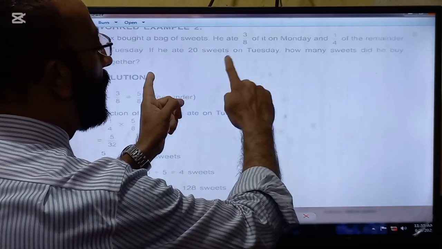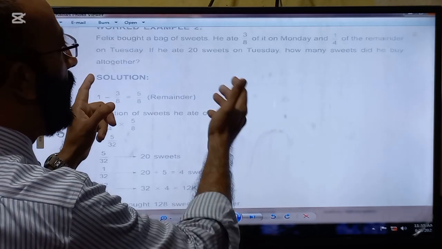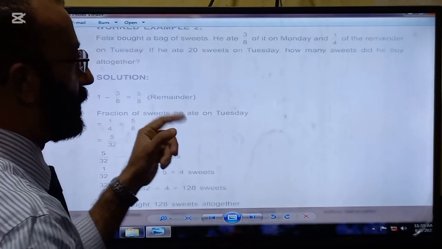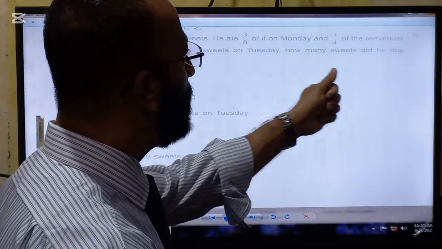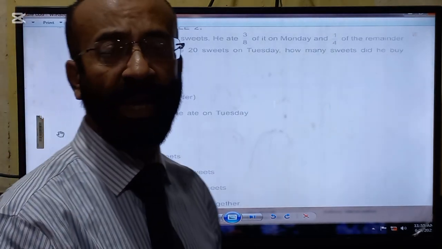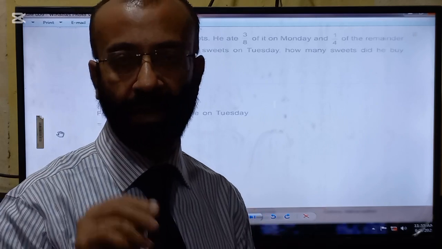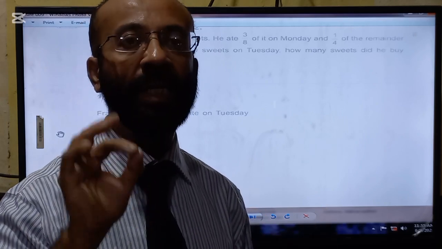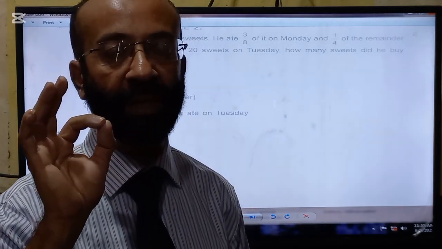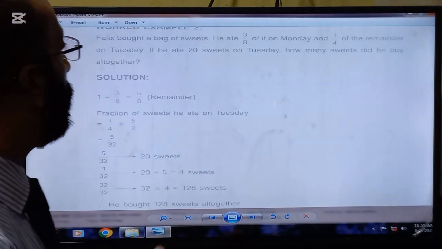So these are the alternate things of one another. 1 by 4 of the remainder on Tuesday and ate 20 sweets on Tuesday. Requirement is how many sweets did he buy altogether? So it means the total number of sweets is not given. That is the requirement. So let's suppose he has 100% sweets. 100% stands for 1.